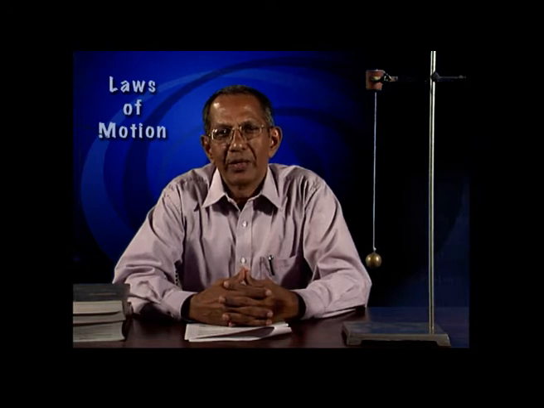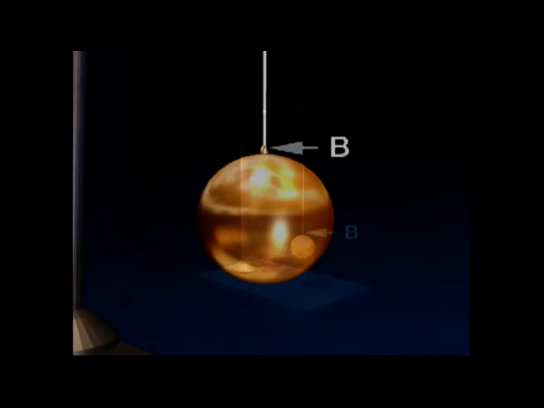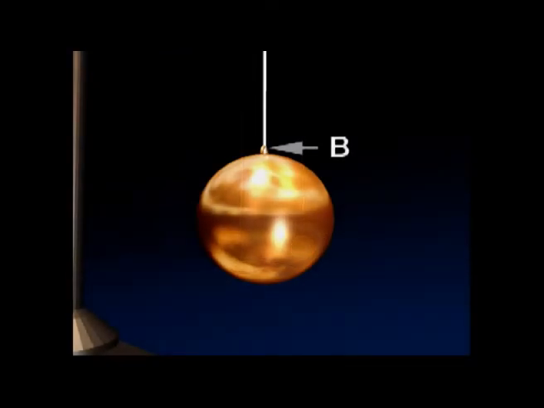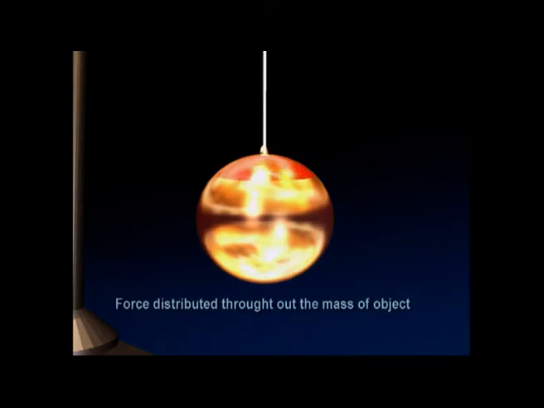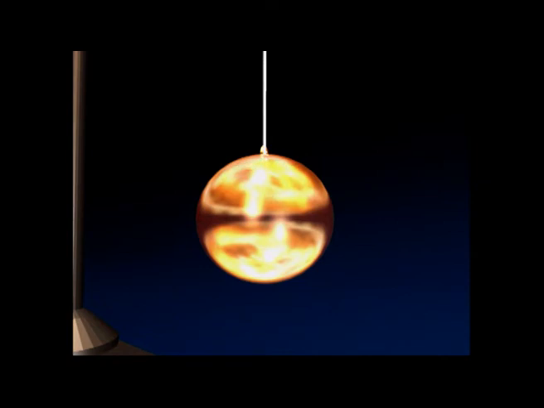The point of application of force acting upon a body is that point at which the force is assumed to be concentrated. In this example, the point of application of force is located at B, where the sphere and the string are joined together. It must, however, be remembered that force is not concentrated on a point, but is distributed throughout the mass of a given object. But for the sake of convenience, it is assumed to be concentrated at a single point.